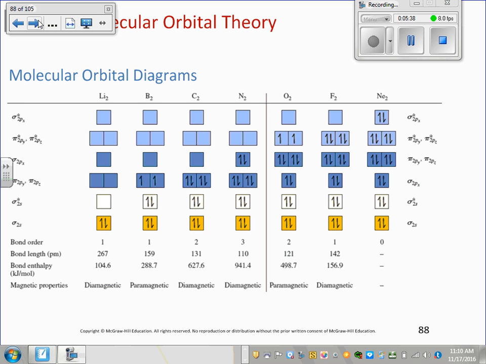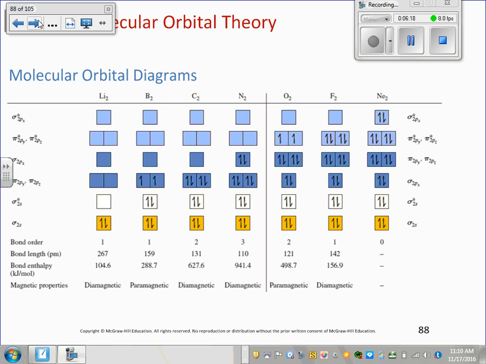Come to the other side, and you can see it's a little bit different table. The pi and the sigma swap places. If I go to oxygen, oxygen has 6 valence electrons, so 12 total: 2, 4, 6, 8, 10, 12. Well, if we look at that, we've got 2, 4, 6, 8 in bonding, minus 4 in anti-bonding. 4 divided by 2, so its bond order is 2, and there are 2 unpaired, so oxygen is paramagnetic.